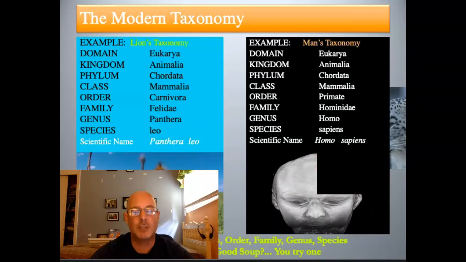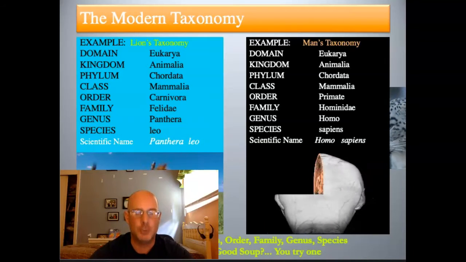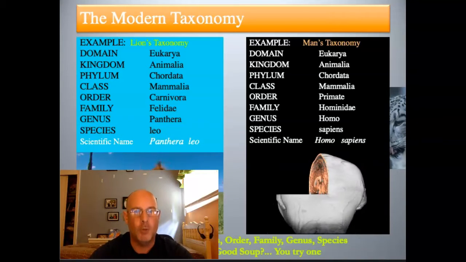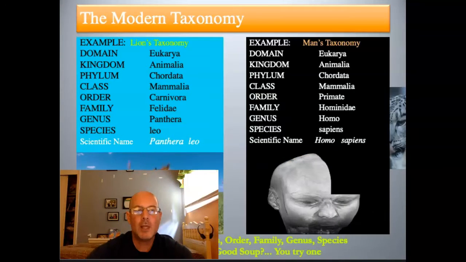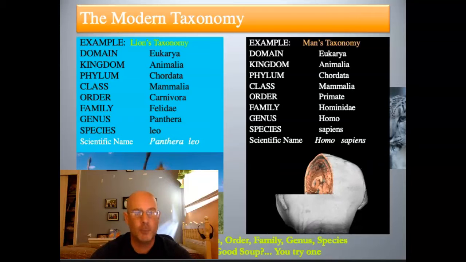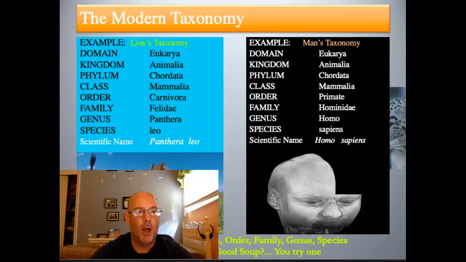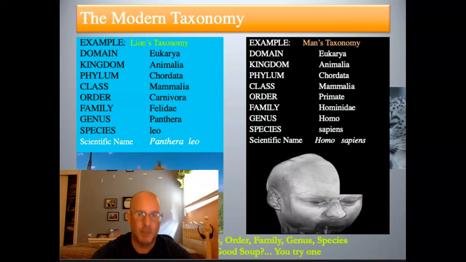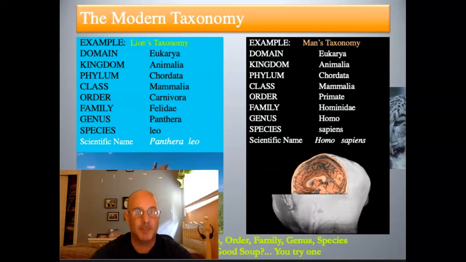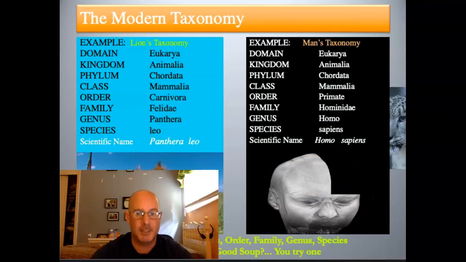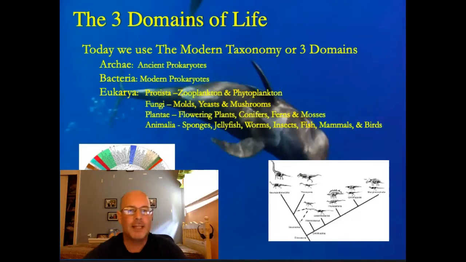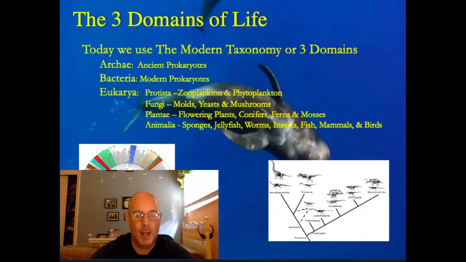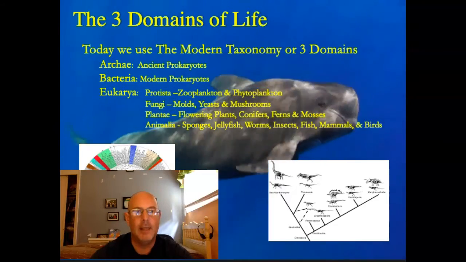When most scientists talk about an organism, they just use the genus and species name, which I'm sure you've heard before for humans, Homo sapiens. Okay, so there are the categories for humans. You can also see the categories for a lion, which also fits into a domain, kingdom, phylum, class, order, family, genus, species.